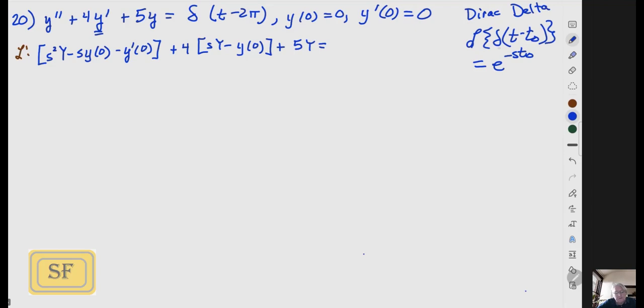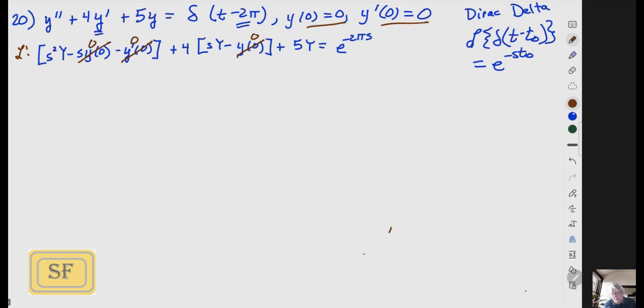And the Laplace transform of delta at t minus t sub naught is e raised to the negative s t sub naught. That's what we want to use. In this case, t sub naught is 2 pi. So that's going to give me e to the negative 2 pi s. So here, y of 0 is 0, y prime of 0 is 0. So all of these initial values go to 0.